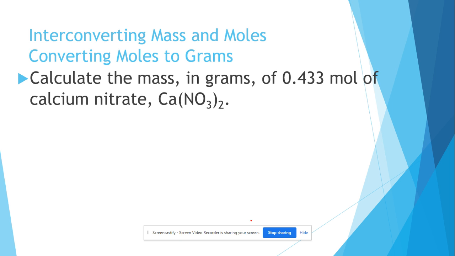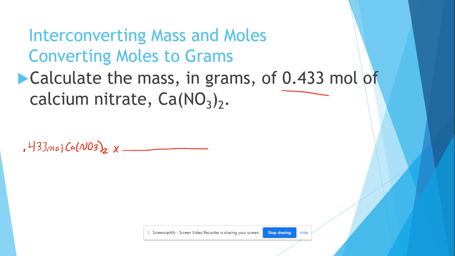So here we're going to learn how to interconvert between mass and moles, in other words, convert from moles to grams. It's going to tell us calculate the mass in grams of 0.433 moles of calcium nitrate, and it gives us the formula Ca(NO3)2. First thing, with any conversion, you always start with what you're given. Here in the problem, I'm given 0.433 moles. And I am given that of calcium nitrate.